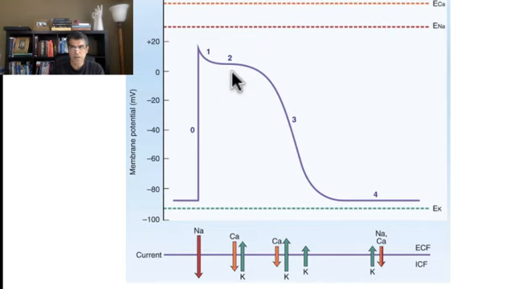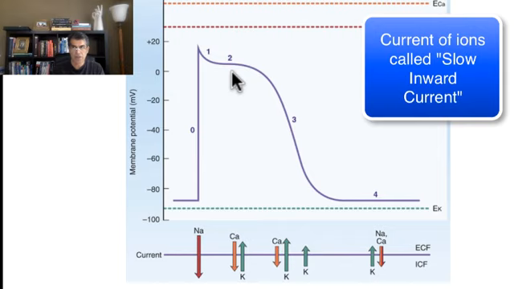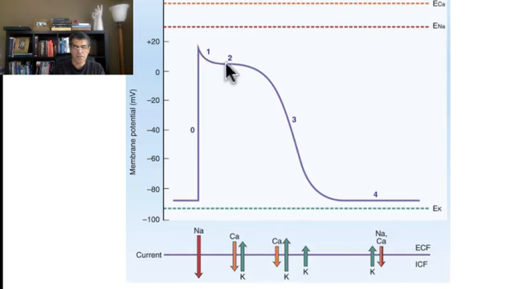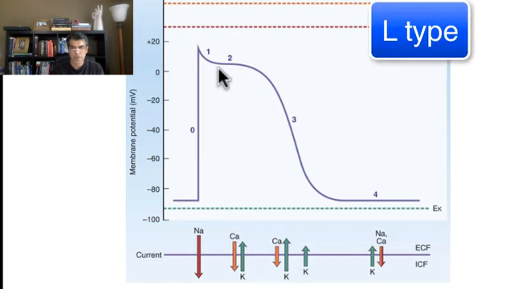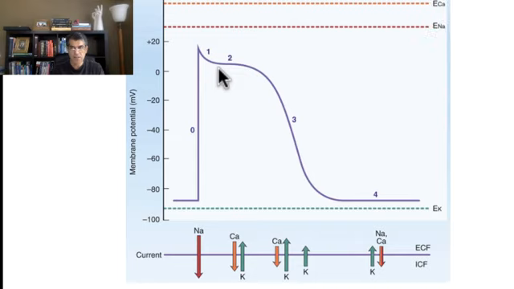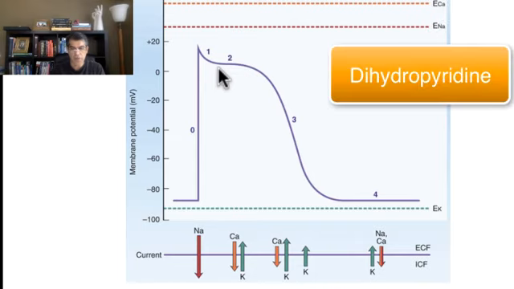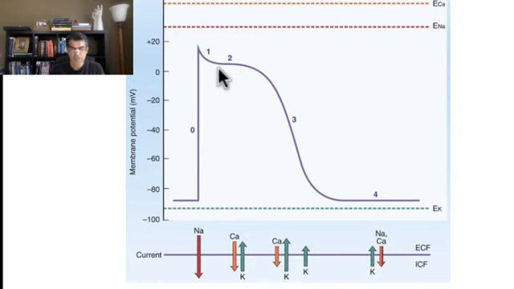This calcium channel, by the way, is going to create a current of ions. It's called a slow inward current. And the type of calcium channel that you find in this stage, or stage 2, is called L-type. We have different types of calcium channel. This is called L-type, or also called dihydropyridine. Dihydropyridine is a medication that can block this channel. That's why this channel is called dihydropyridine.